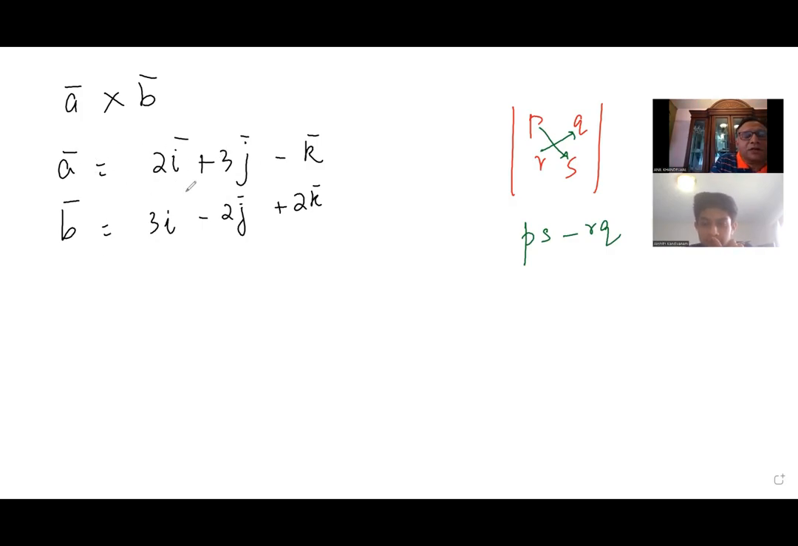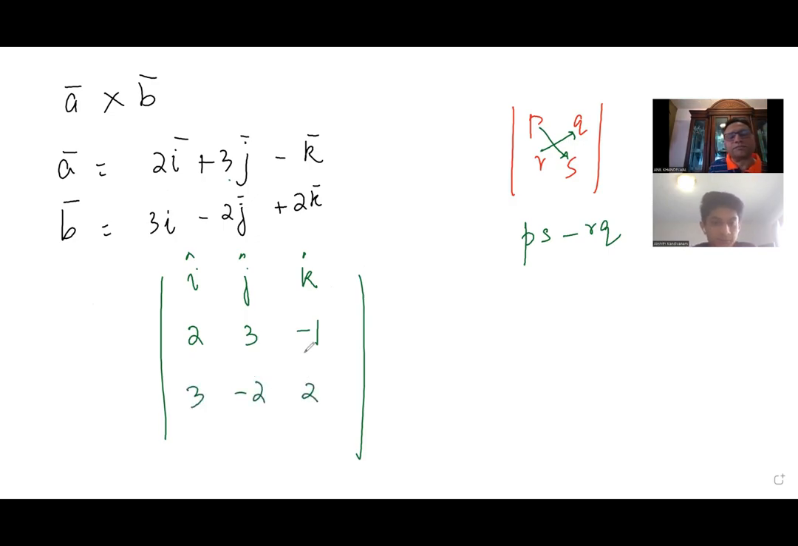When you multiply this vector, I will write this in the form of a matrix with i, j, k as the unit vectors in the first row, then the coefficients of A and B in the second and third row. The coefficients of A are 2, 3, and minus 1. And here the coefficients of B are 3, minus 2, and 2. Correct? Yes, sir.